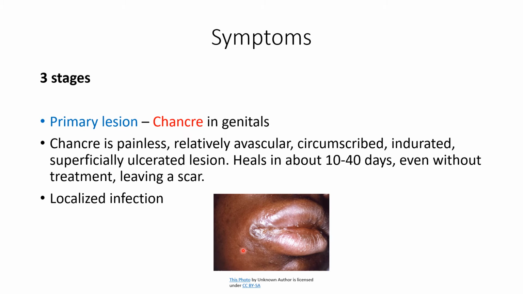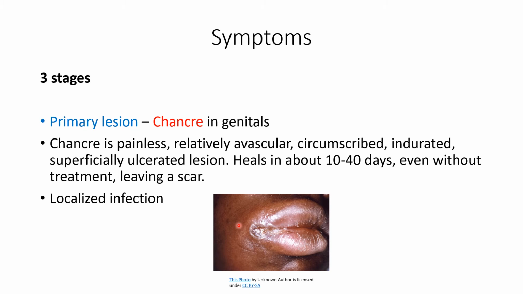Second is relatively avascular. That means you will not see any blood circulation in that region. Circumscribed. That means it will not be spreading. It will be only in a demarcated area. Indurated. That means when you touch it, it will not be soft. That area will be a little rough. Indurated. And superficially ulcerated lesion. Superficially ulcerated means the underlying tissue is not affected, only in the outer area there is some damage like an ulcer. So this is what we call chancre.